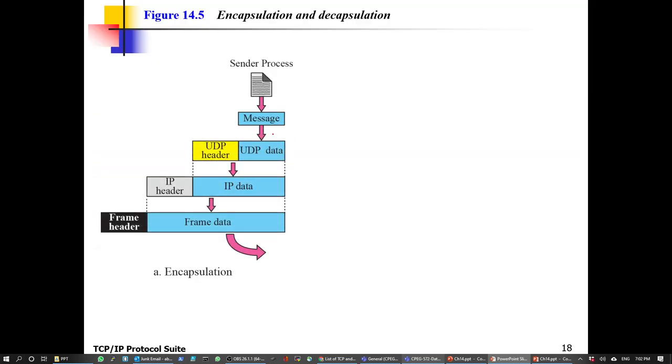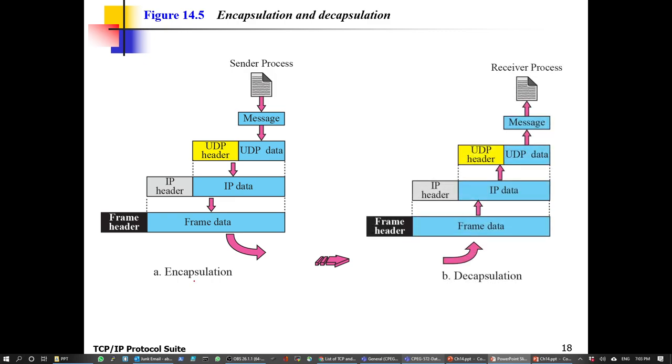The UDP data will go here. We'll add the UDP header, and all of this will become the IP data, and then we add the IP header. All of this will become the frame data, and we'll add the frame header. That's encapsulation. At the destination, we do the reverse process. So as we go up, we delete the header. Before we go up, we delete this header. And before we go up, we delete this header.